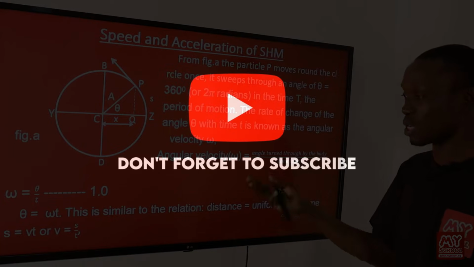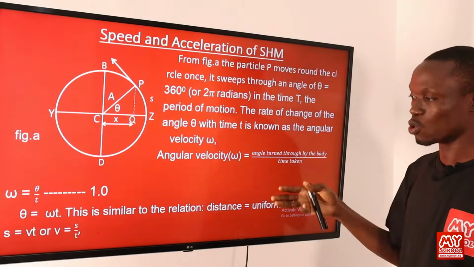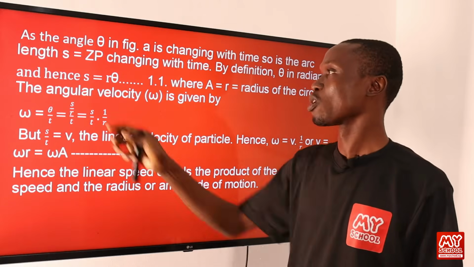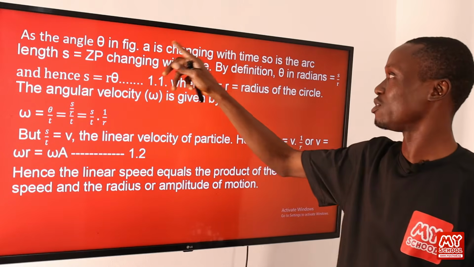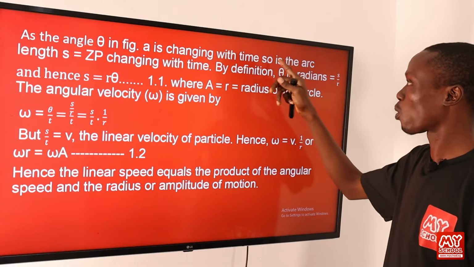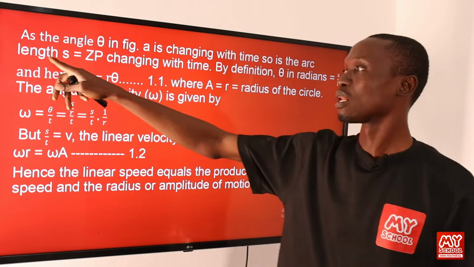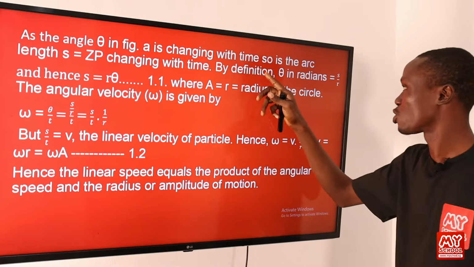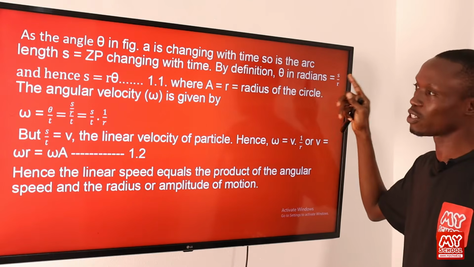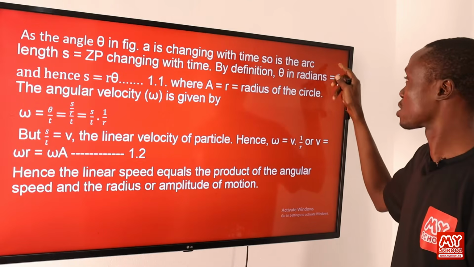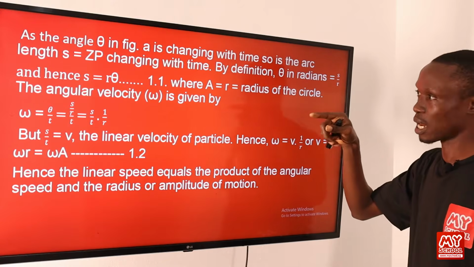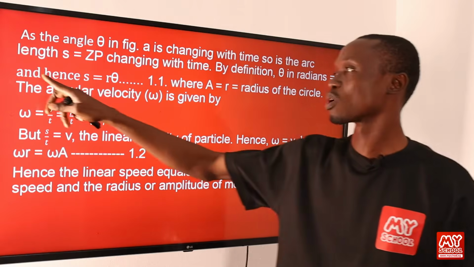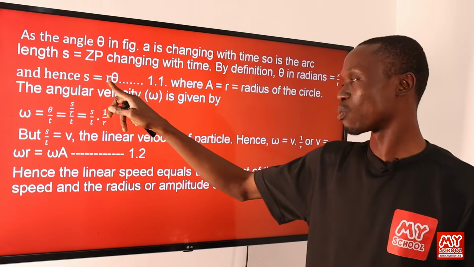Now, what we are trying to do here is just to show the relationship between linear velocity and angular velocity. So as the angle theta in figure A is changing with time, so is the arc length x, which is equal to zp, also changing with time. And by definition, theta in radians is equal to s over r. Of course, all these are shown in the diagram in the previous slide. So that theta in radians is equal to x over r. Hence, we can say that s is equal to r times theta.